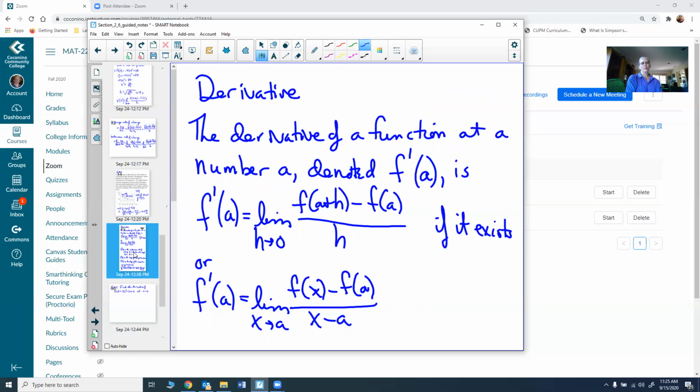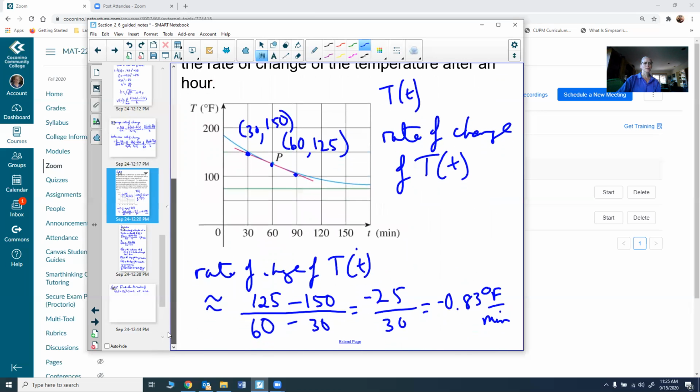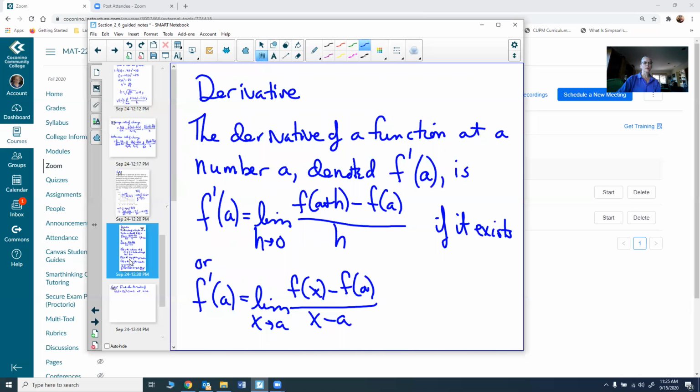Or again, if you prefer x and a, you can use it as the limit as x approaches a of f of x minus f of a over x minus a. Either one is the same thing, just different ways of writing it. We use this symbol f prime because it just gets too long to write out, as I did in this example, the rate of change. So this is just another way to write the rate of change. The derivative is just the rate of change, and we can find the derivative at any point.